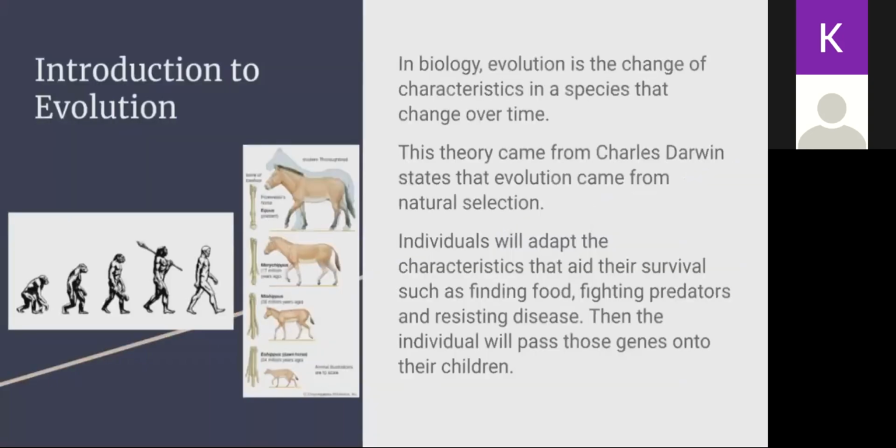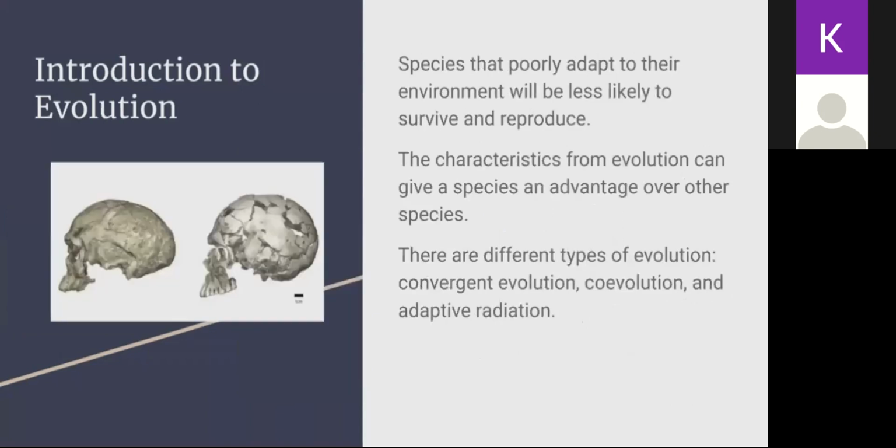So the introduction to evolution: in biology, evolution is the change of characteristics in a species that can change over time. This theory stemmed from Charles Darwin, who stated that evolution came from natural selection. Individuals will basically adapt the characteristics that aid their survival, such as finding food, fighting predators, and resisting disease. Then the individual will pass those genes on to their children.